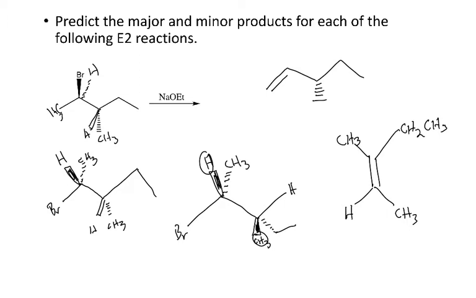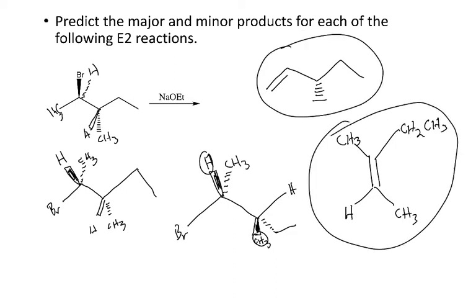Okay, and with all of that work, I almost forgot to assign which one of our products is the major product and which one is a minor product. So here is our first product. Let's go ahead and circle that guy. Here is our second product. And so to determine which one is the major and the minor product, the difference between these two is in how highly substituted they are. So we have a monosubstituted alkene here versus a tri-substituted alkene here. And so I think this one is going to be our major product, and this one is going to be our minor product.